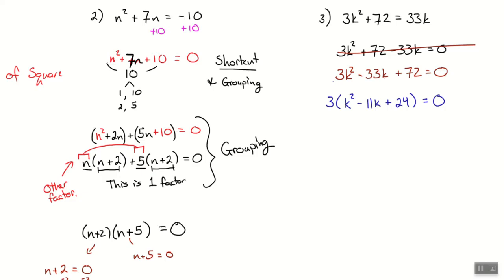Good. Now, this 3, we can keep it along for the ride, just like we did on the first one, which is what I would normally do. Alternatively, you could just divide both sides by 3 and be done with it, but I'm going to keep it along.